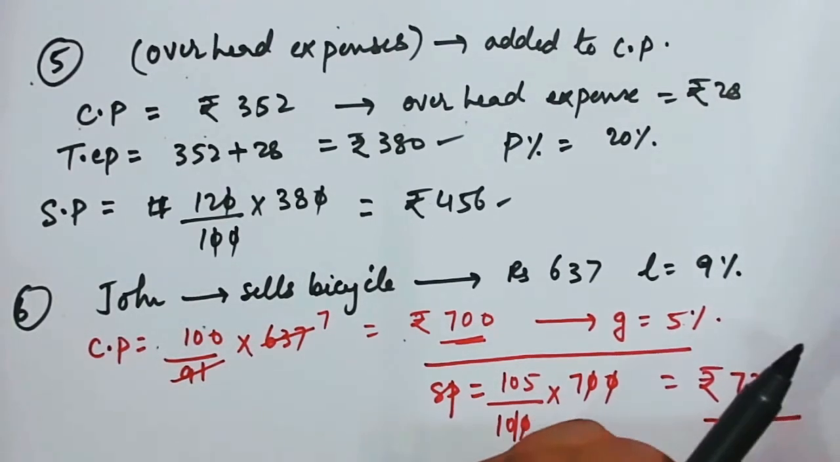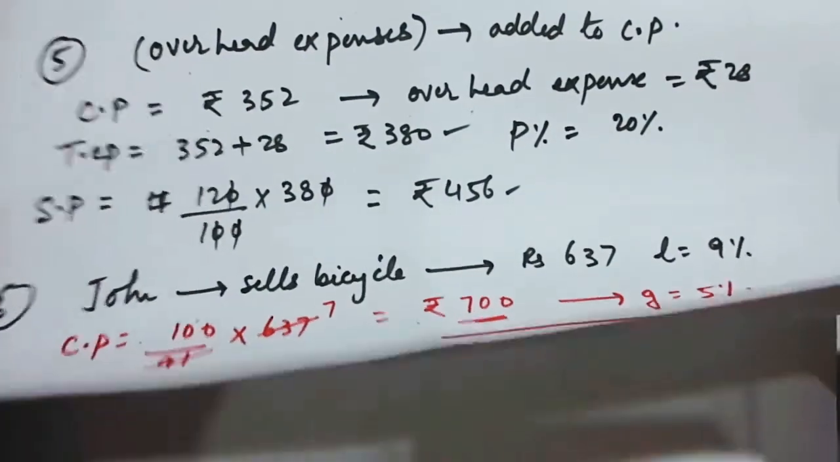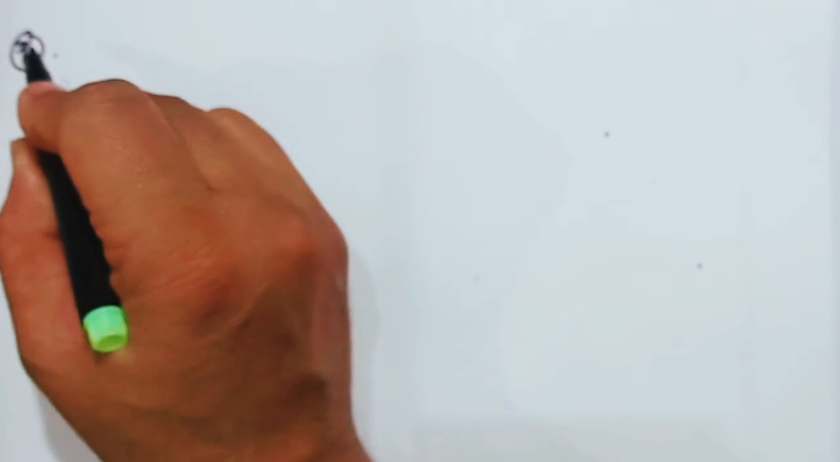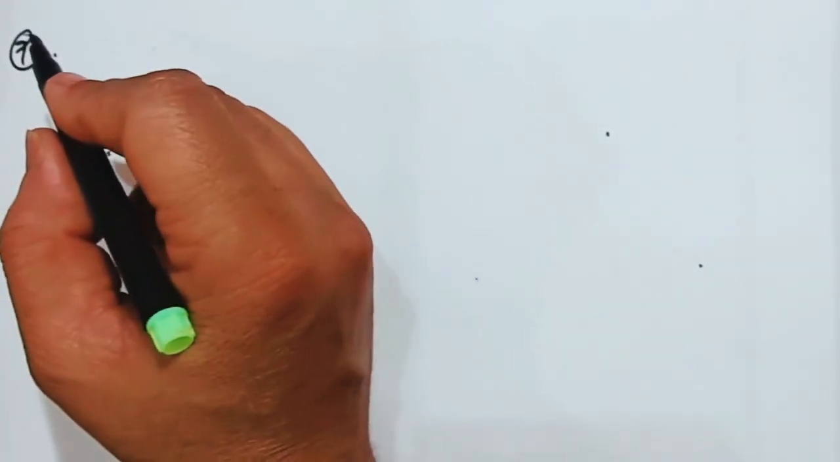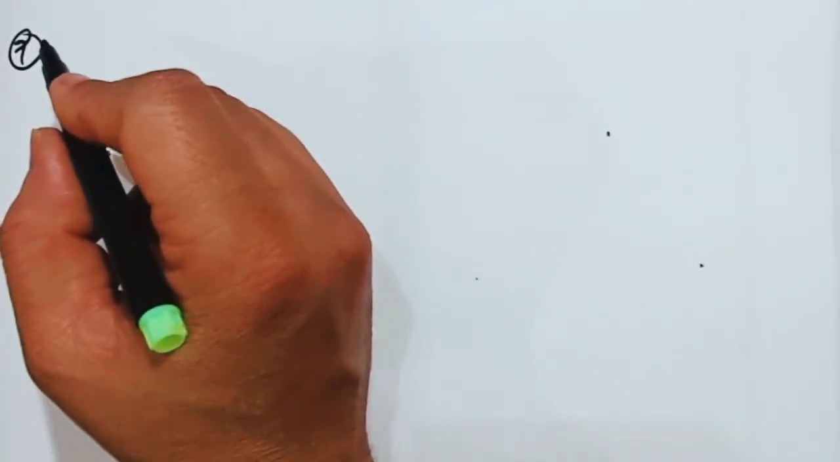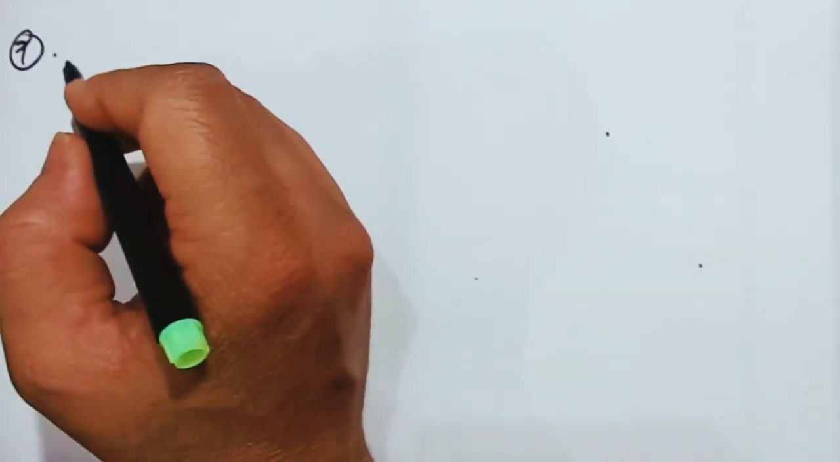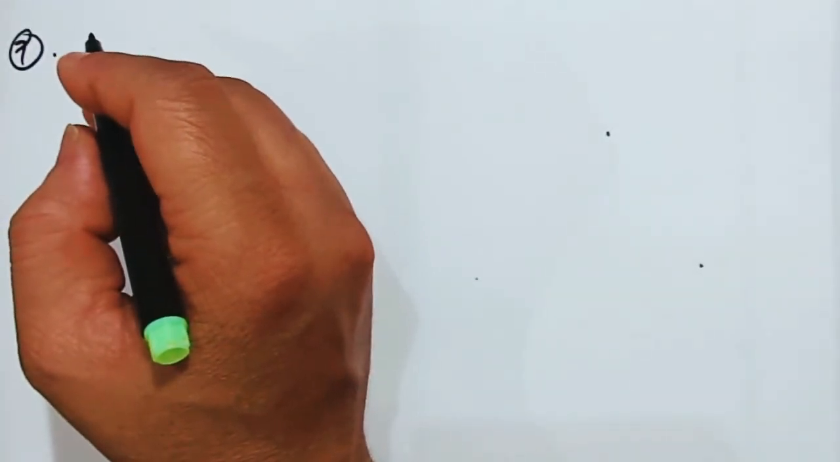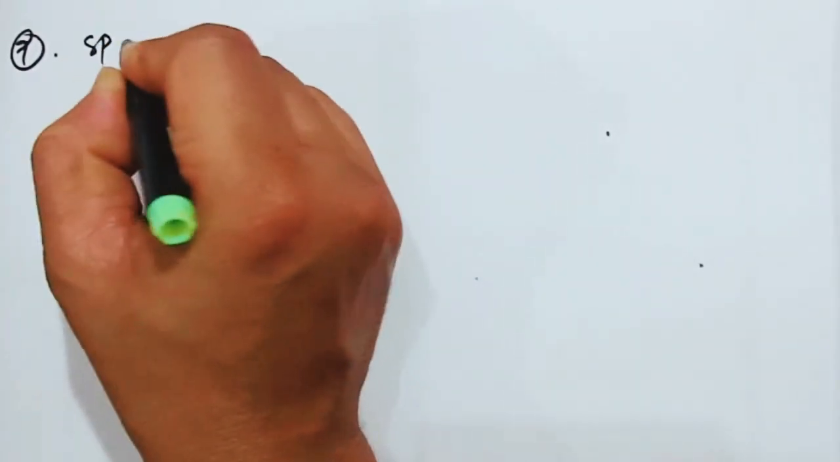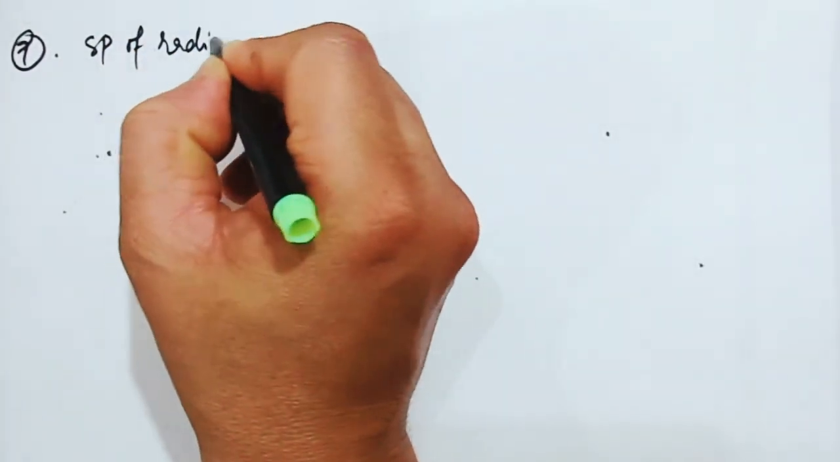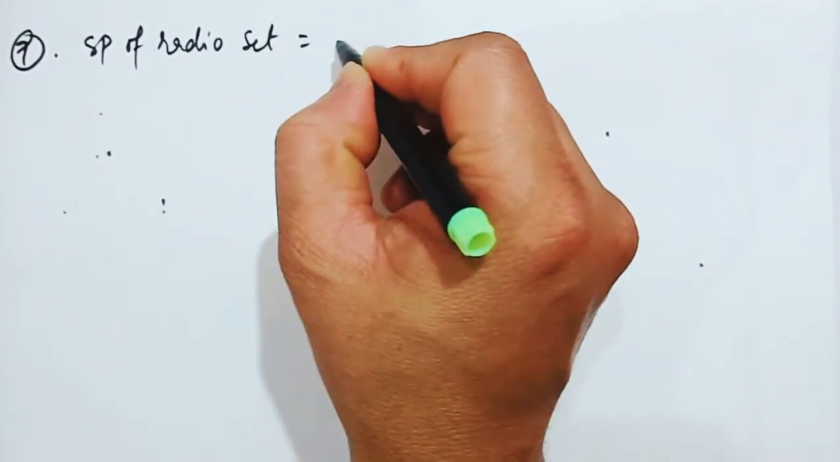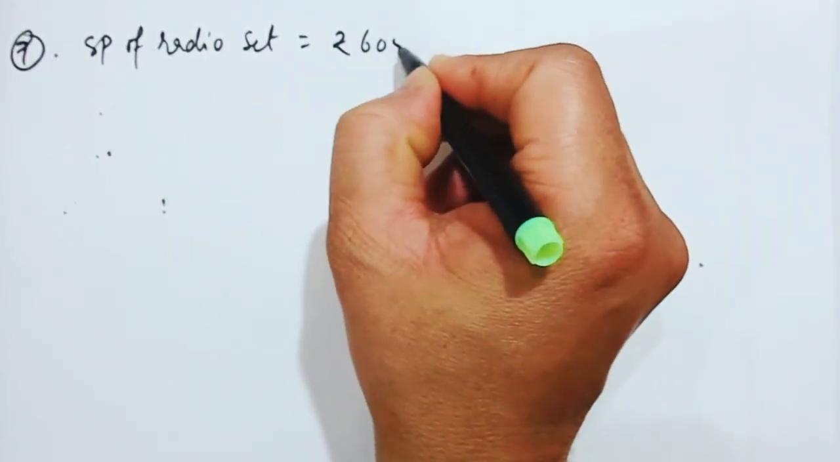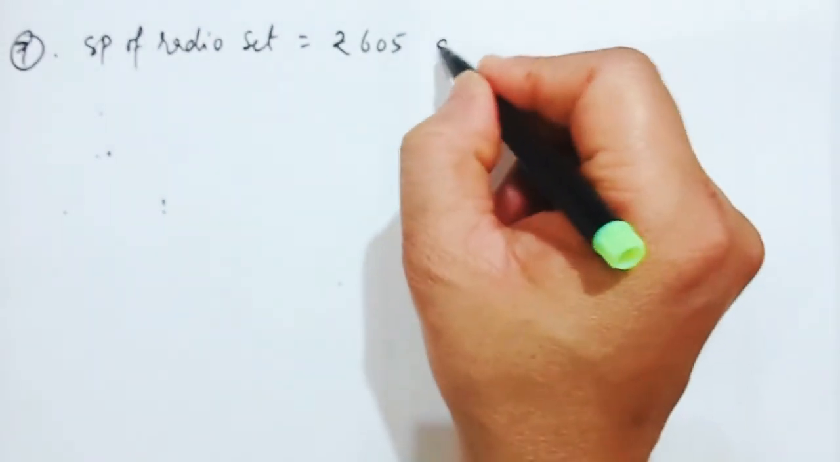Okay. Moving on to number 7. Let me see what is there in 7, if something new is there. In 7 we have a man who sells a radio set for rupees 605. So the selling price of the radio set is equal to rupees 605. And gains how much?